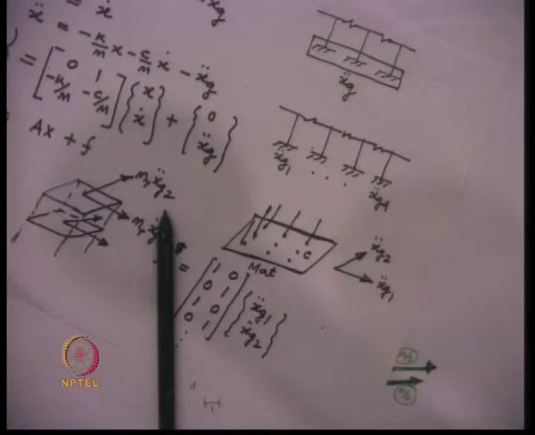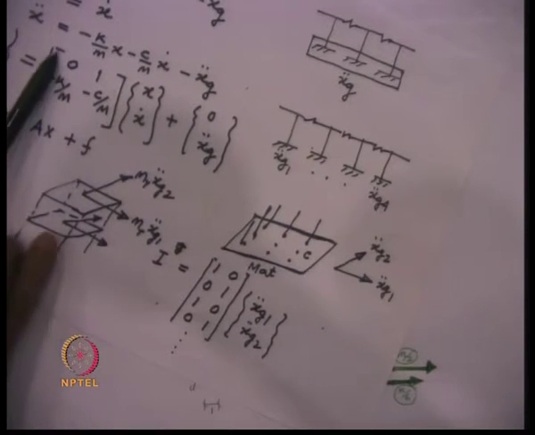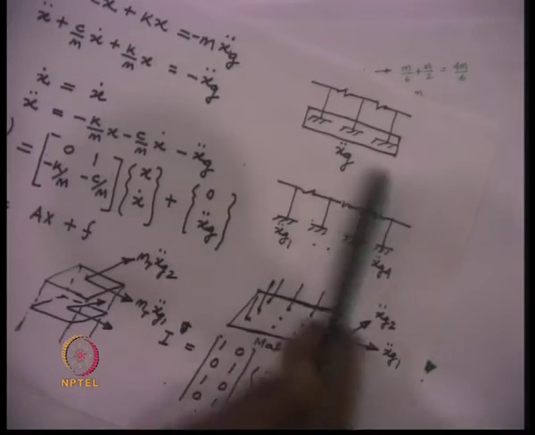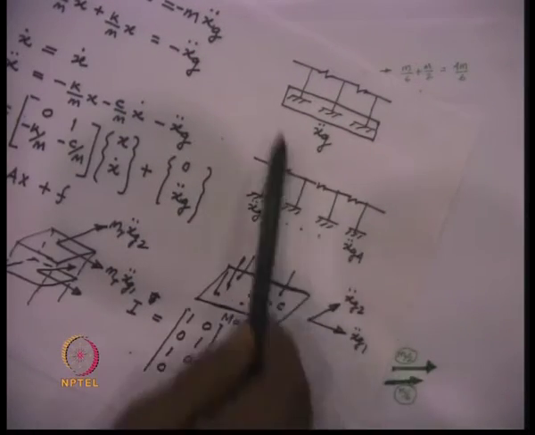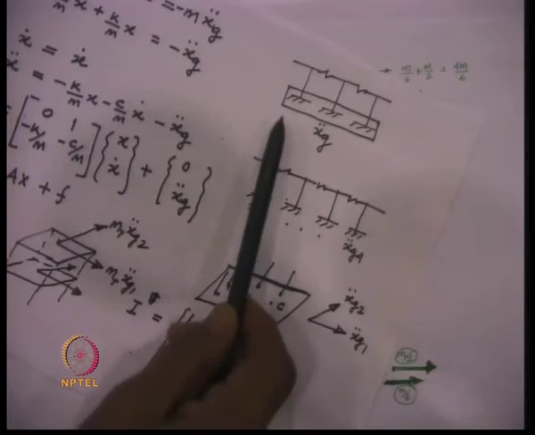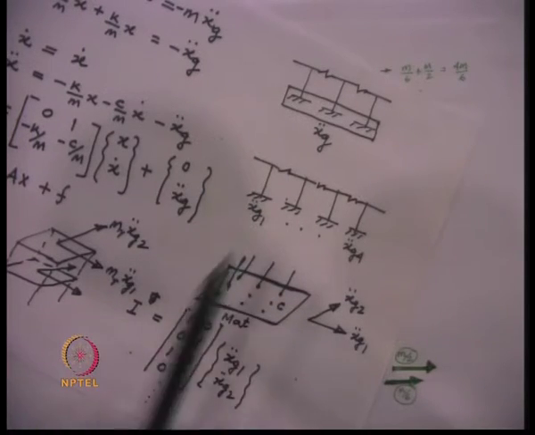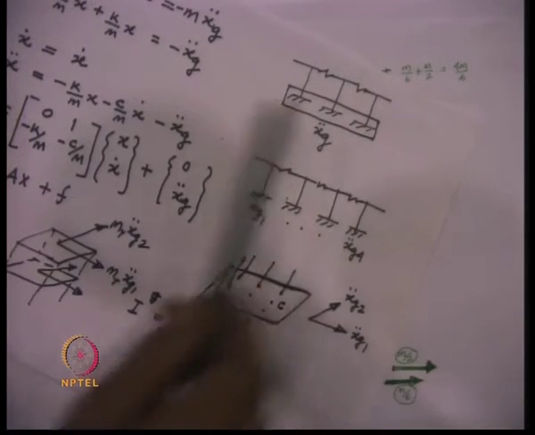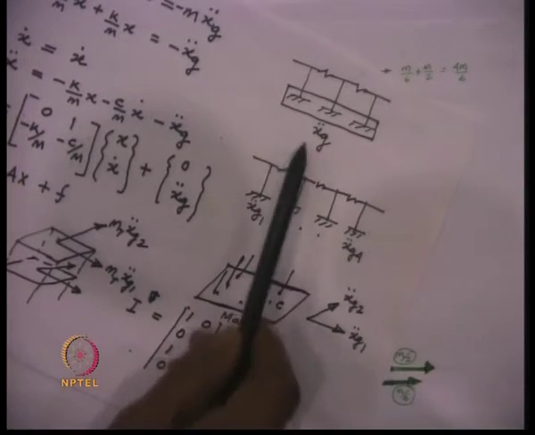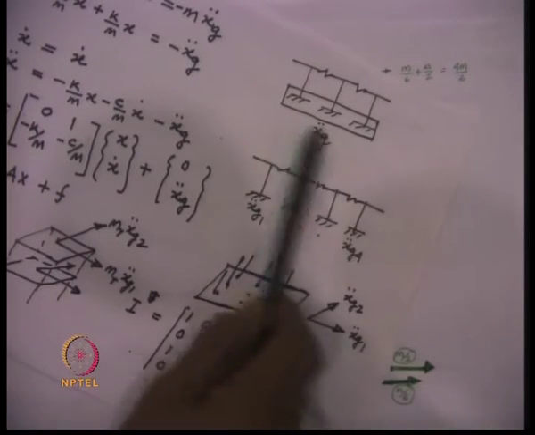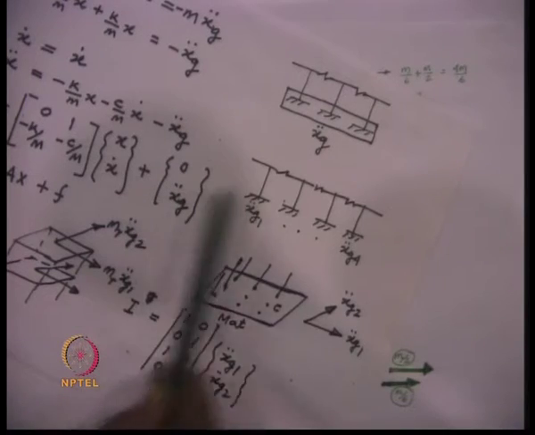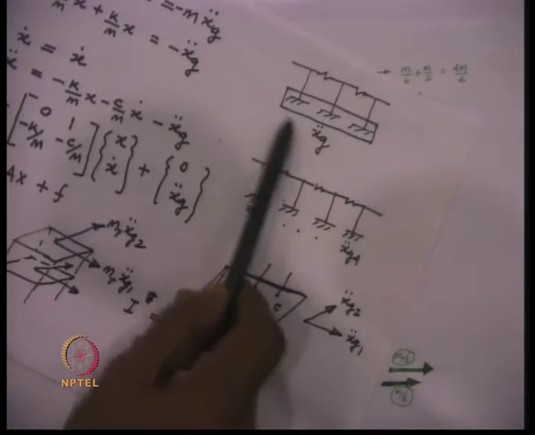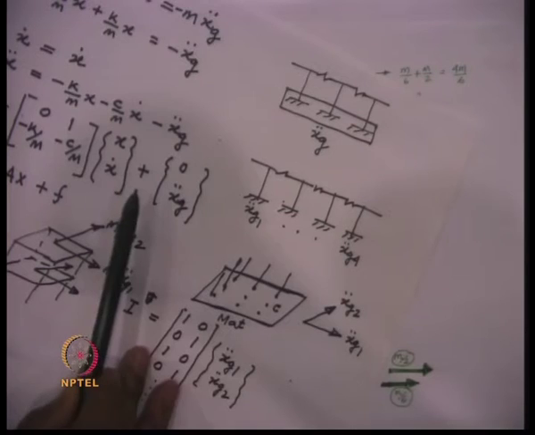Now, the concept of single support excitation and multi-support excitation is clear from these two diagrams. If all the three supports of a particular frame move by the same ground acceleration, then we call this a single support excitation.